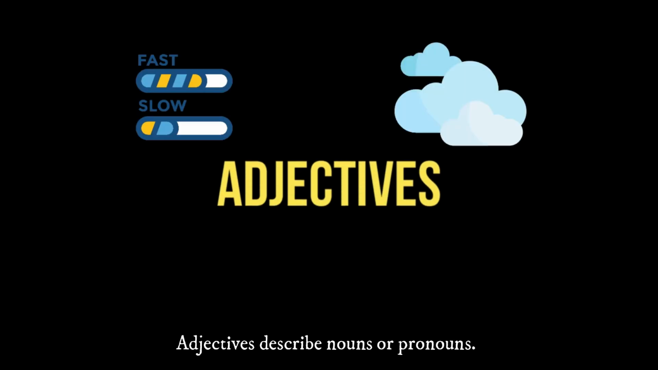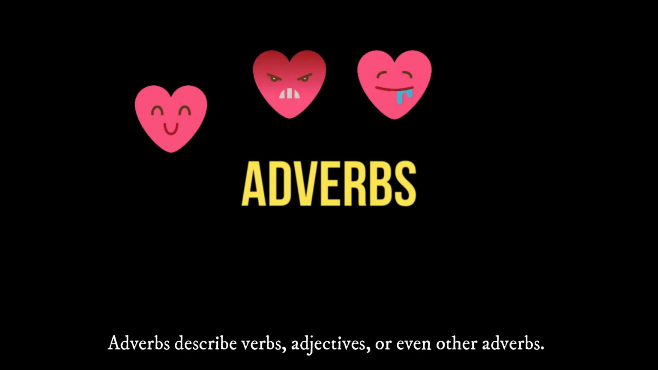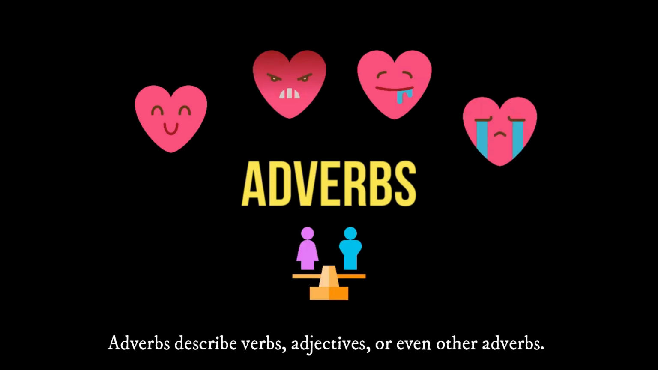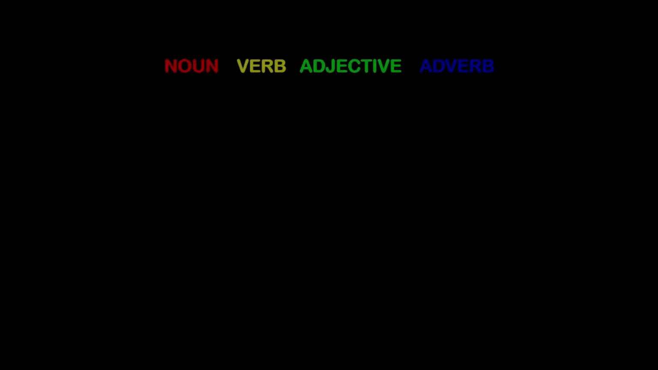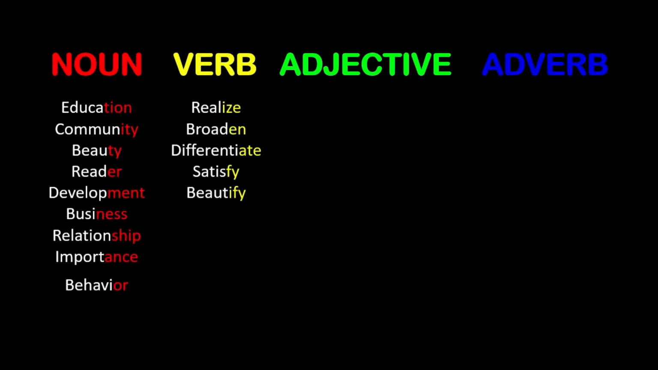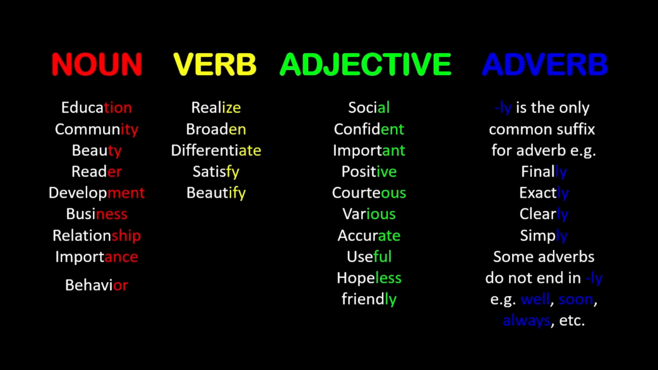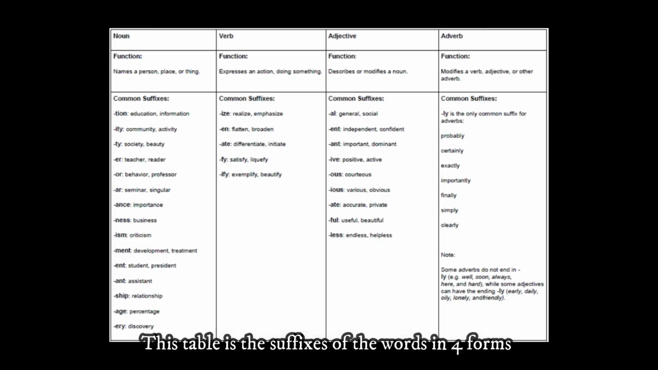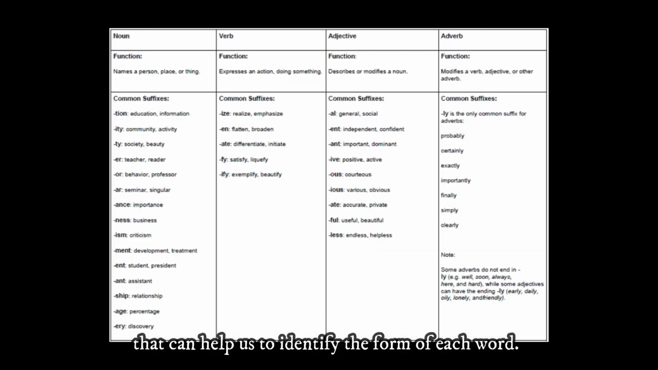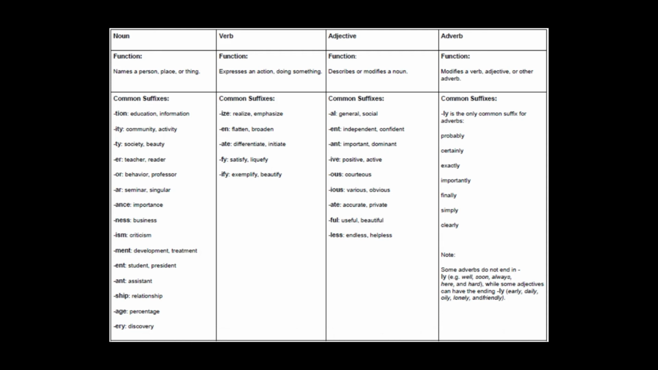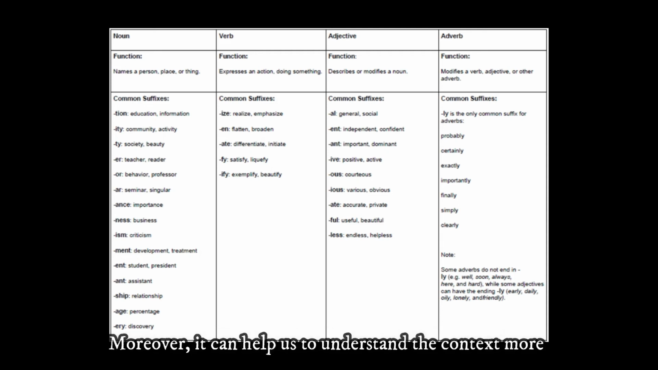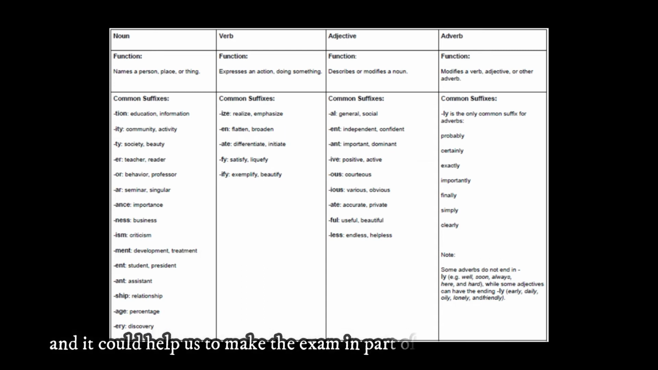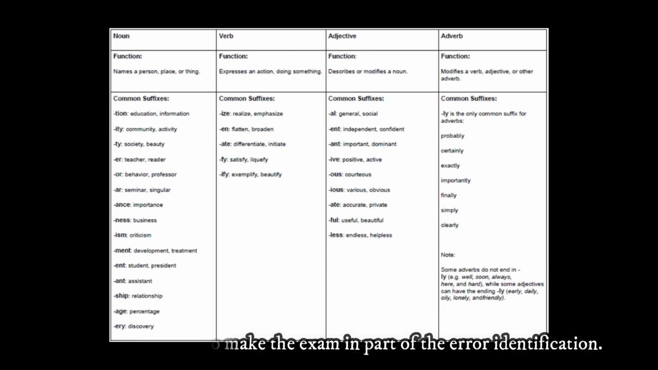Adjectives describe nouns or pronouns. Adverbs describe verbs, adjectives, or even other adverbs. This table shows the suffixes of the words in four forms that can help us to identify the form of each word. Moreover, it can help us to understand the context more, and it could help us with the error identification part of the exam.